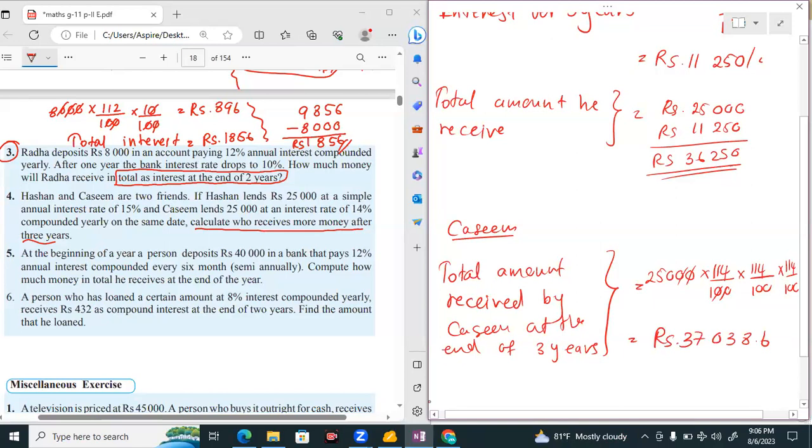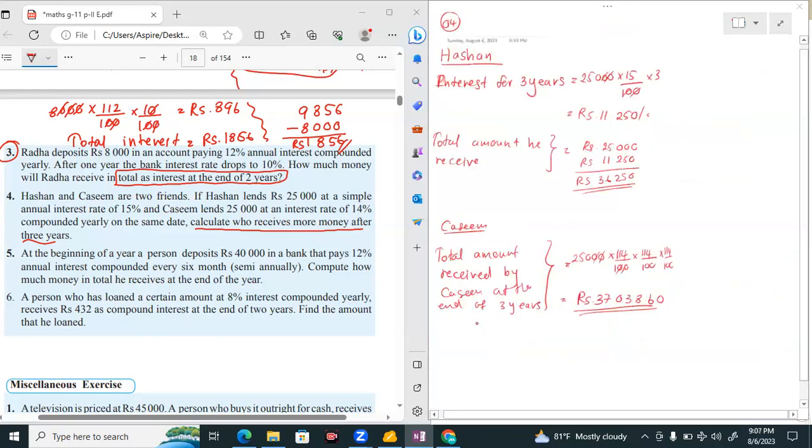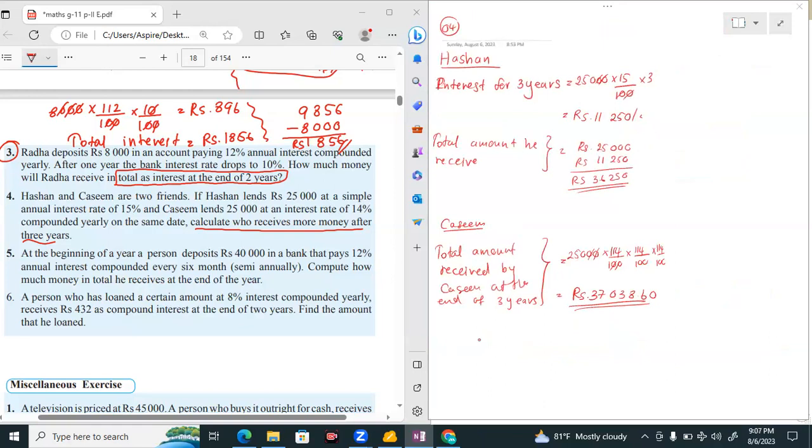Raise your hand if you have got these two answers. Then who received more money? Kasim received more money, no? Kasim received more money than Hashan.